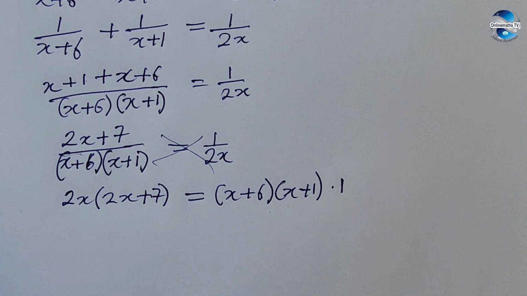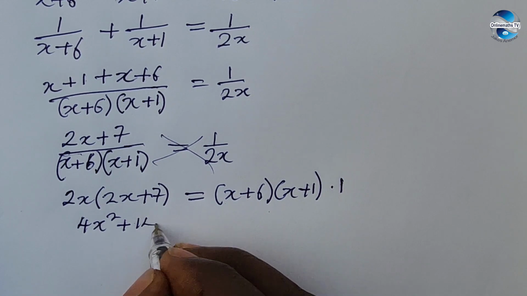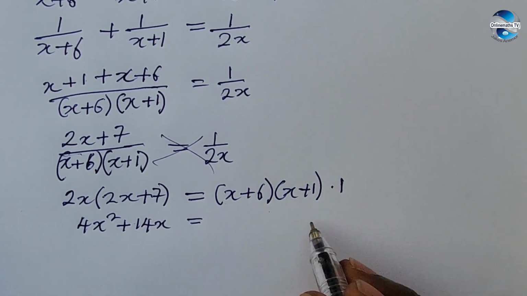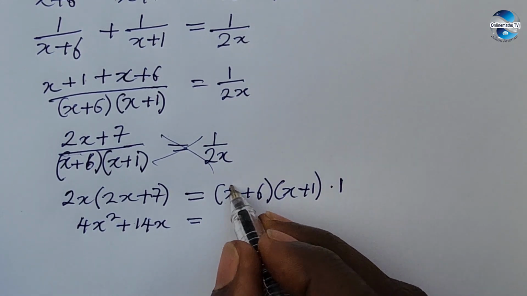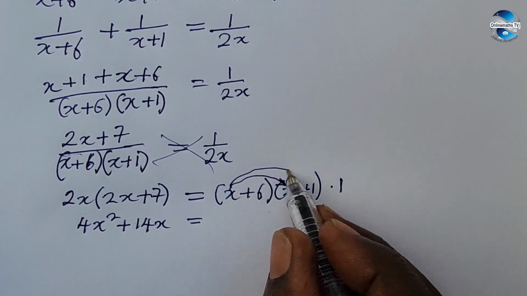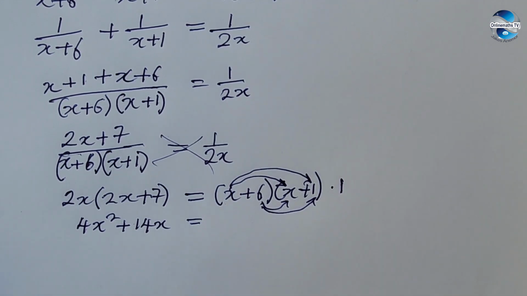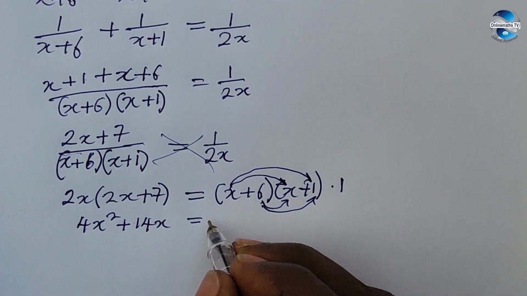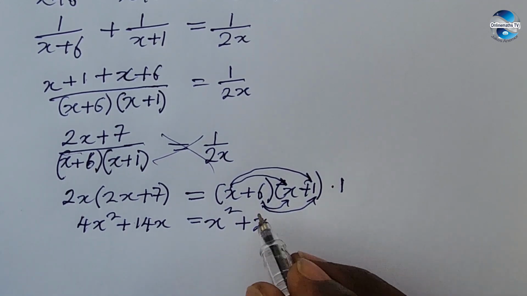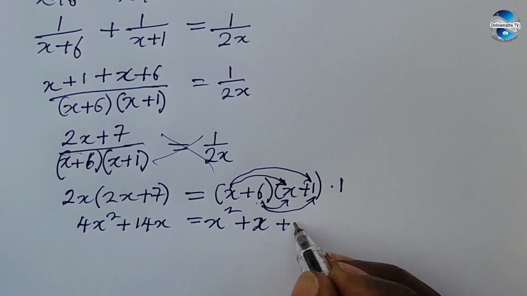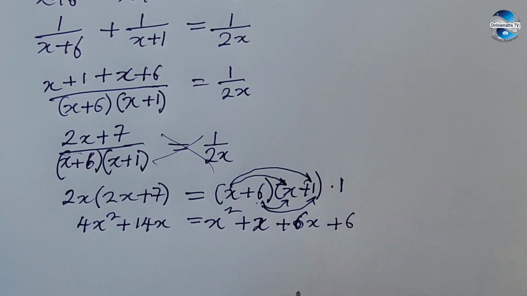If we open up the left hand side bracket, we're going to come up with 4x squared plus 14x equal to, let's open up this bracket also. So we have here x times x. In fact, let me draw out the arrow movement. So we're going to have this times this, at the same time this times this, then this times this, and this times this. So if we open up, we're going to have x squared, then plus x, then 6 times this will give us plus 6x. This is 6, please. 6x plus 6.